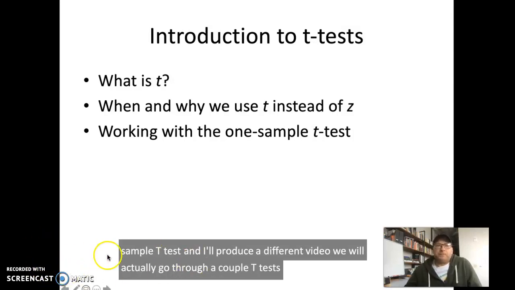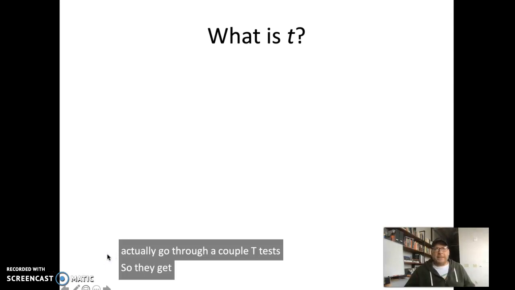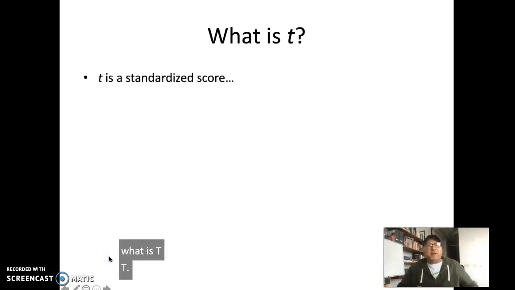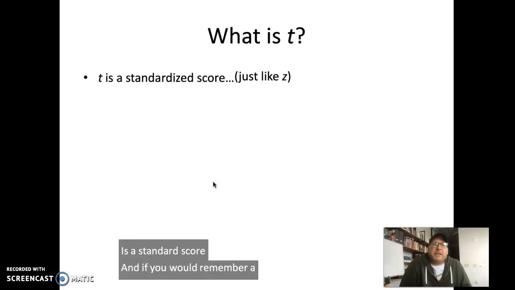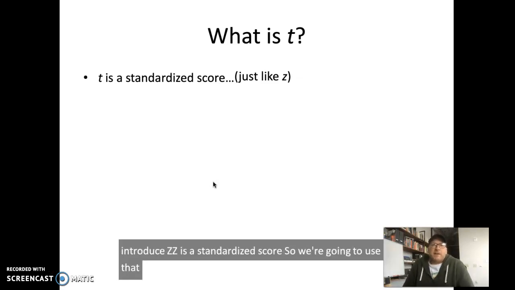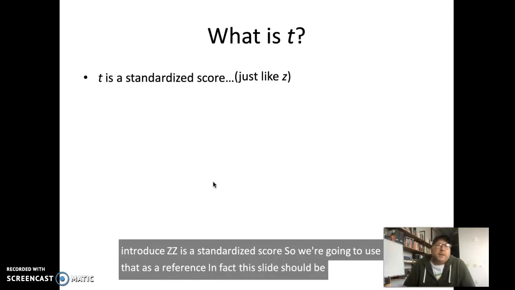So, to get started, what is t? T is a standard score, and if you would remember a few weeks ago when we introduced z, z is a standardized score. So we're going to use that as a reference. In fact, this slide should be called just like z. So t is a standardized score.